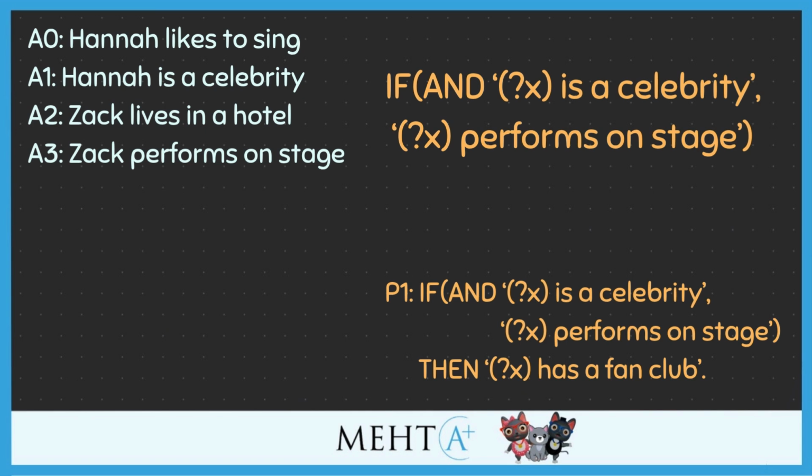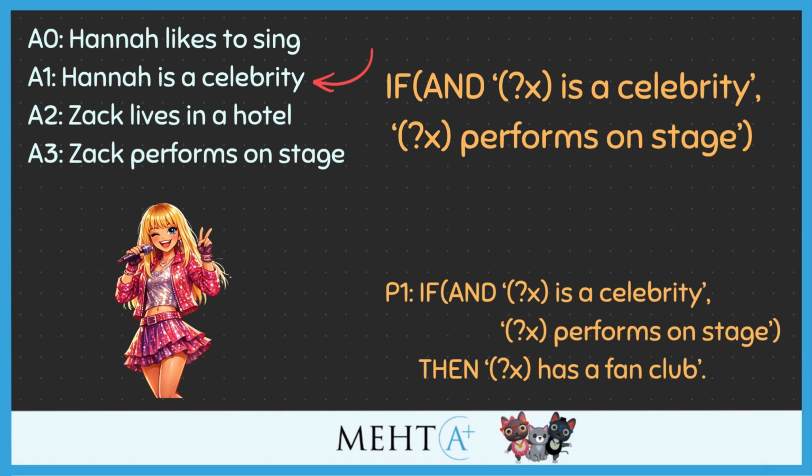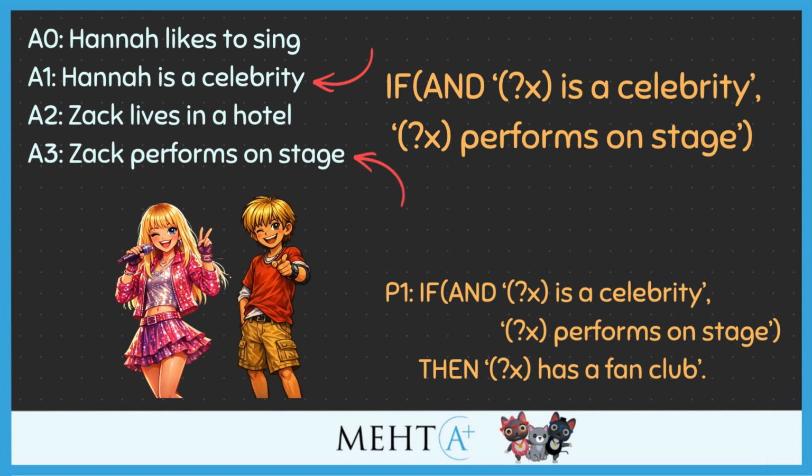In order for this rule to match, we would need 2 assertions to exist. X is a celebrity and X performs on stage. As both variables are X in our antecedent, the 2 assertions would also have to be referring to the same person. So while we do have the assertions, Hannah is a celebrity and Zack performs on stage, we would also need the assertions Hannah performs on stage or Zack is a celebrity in order for the rule to match.